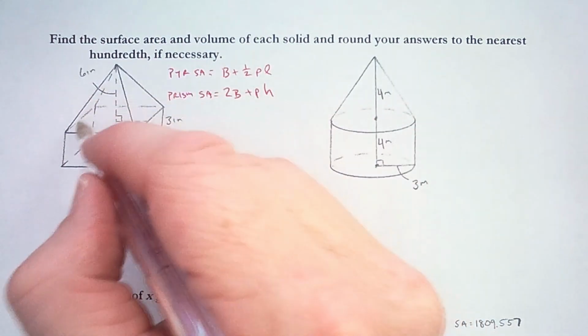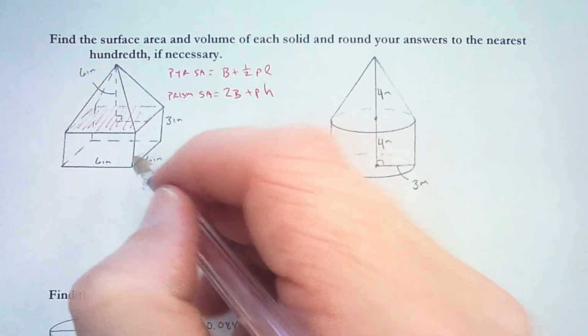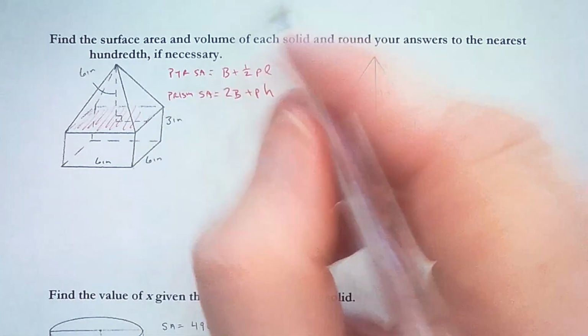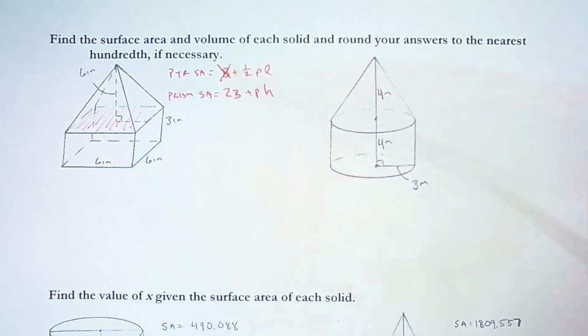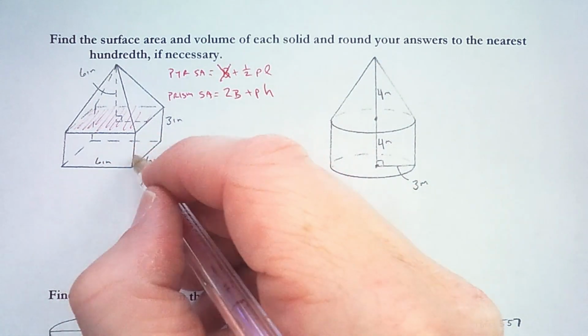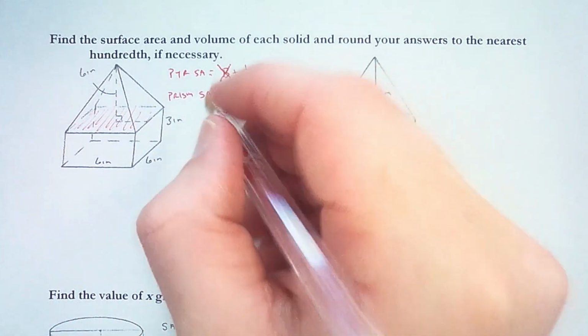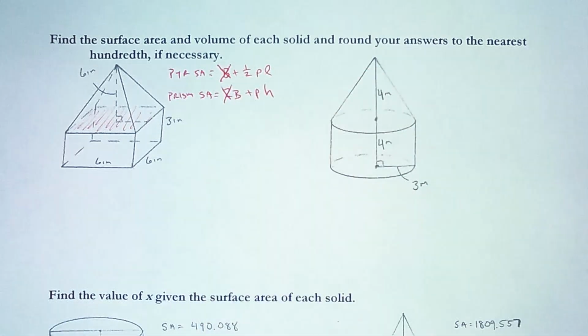Now on this pyramid, we've got a base right here, but that base is covered up by the prism. So on the surface, the pyramid does not have a base. And for the prism, I've got a base down here, but this base up here is covered up by the pyramid, so there is only one base on the surface.